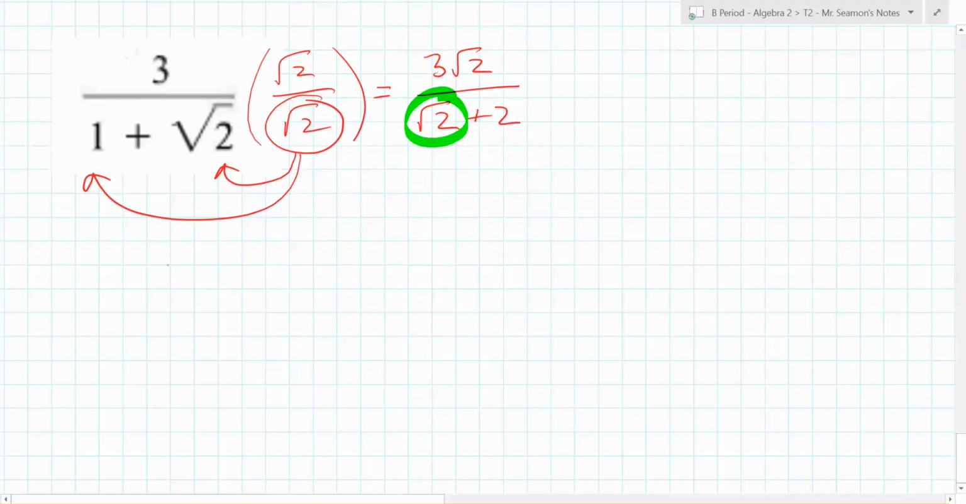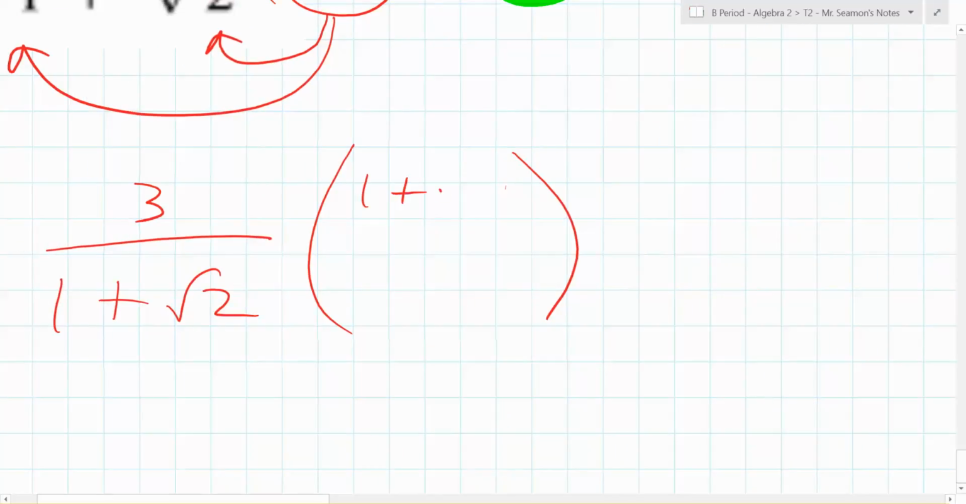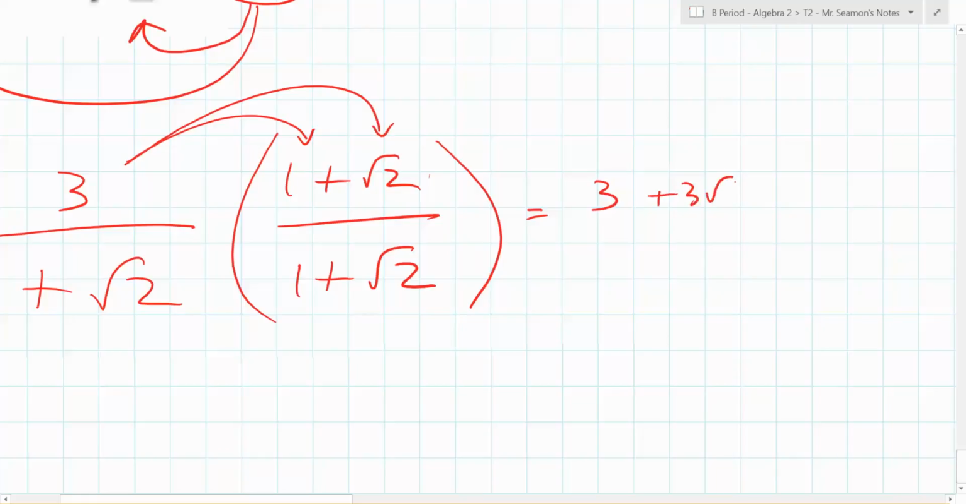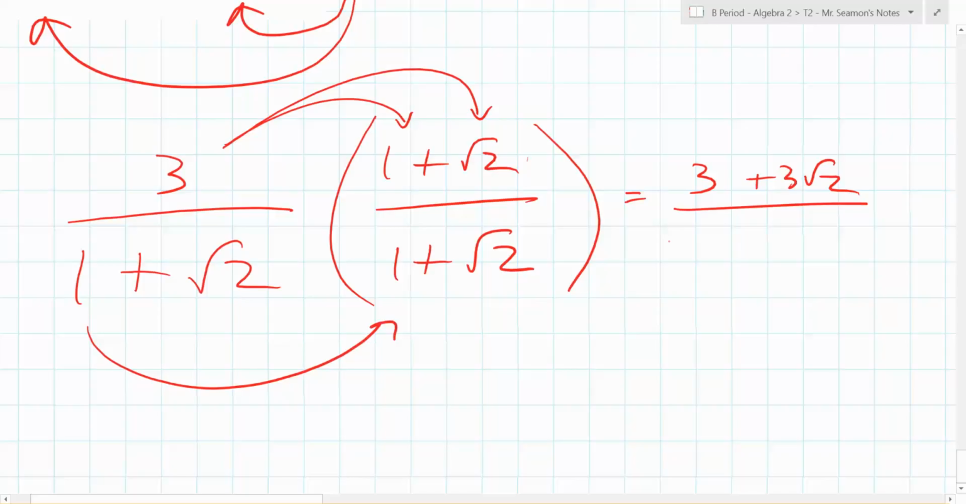So some of you tried something really cool, and you got even closer. You multiplied by, instead, 1 plus root 2 over 1 plus root 2. I like this idea. This is a great idea, and you're on the right track. You're close. Let's see what happens here. 3 times 1 is 3. 3 times root 2 is 3 root 2. But what happens on the bottom? Does it cancel? No.